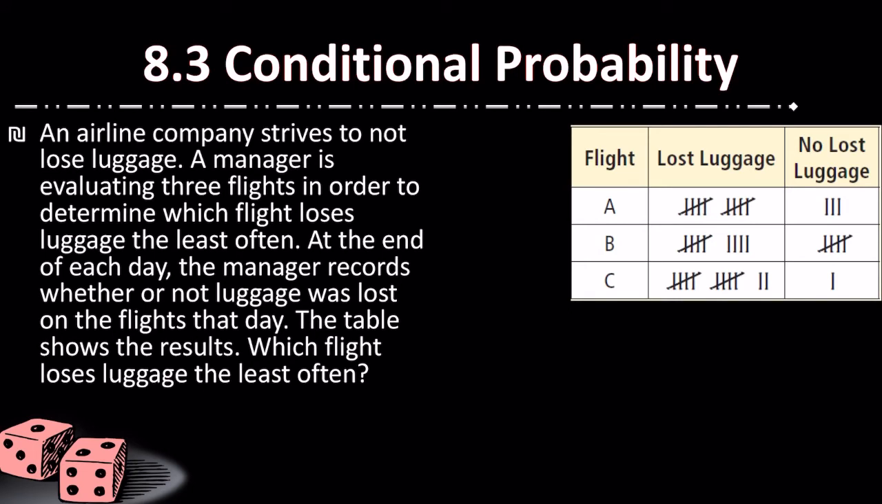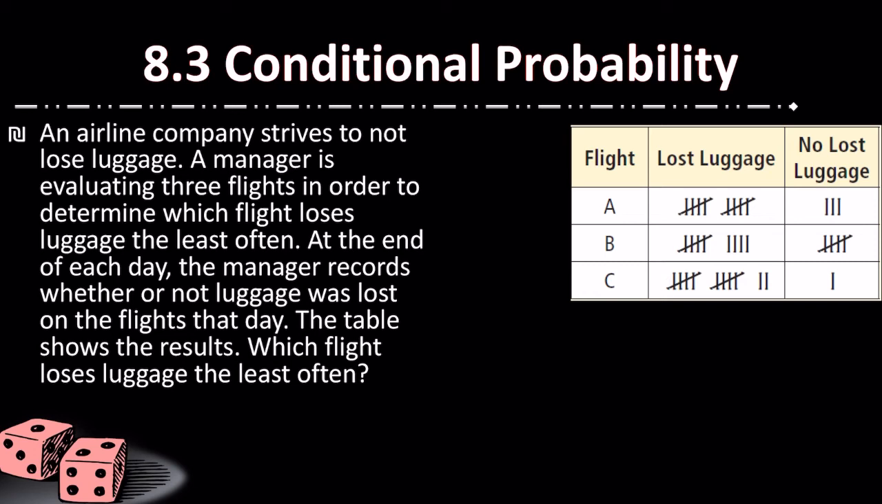Well, let's say an airline company strives not to lose luggage. We hope. A manager is evaluating 3 flights in order to determine which flight loses luggage the least often. At the end of each day, the manager records whether or not luggage was lost on the flights that day. The table shows the results. Which flight loses luggage the least often? All right, so what we're going to do is make a two-way table to show the joint and marginal relative frequencies.